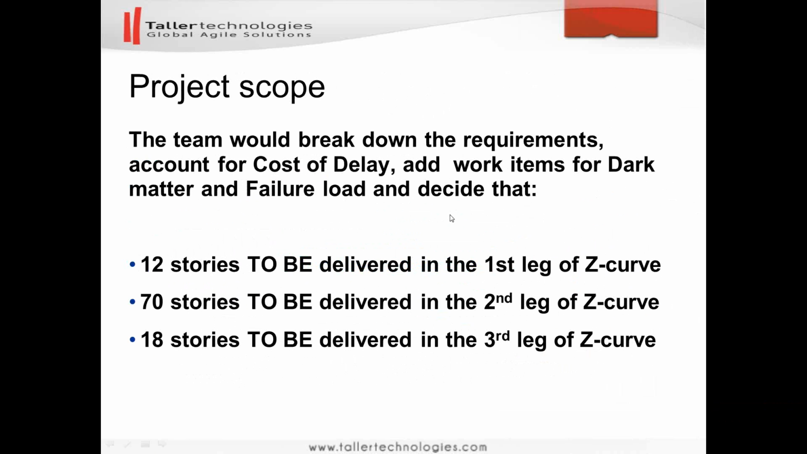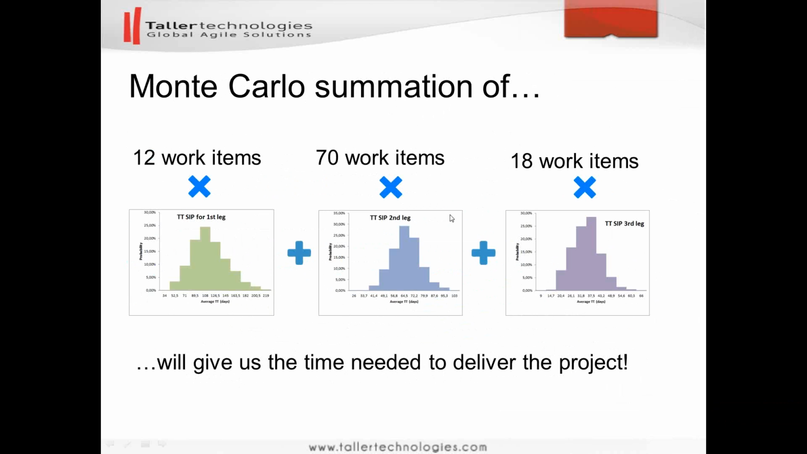So again, what formula will we be using? The team decided that 12 work items will be delivered during the first leg, and we have the average tag time distribution for the first leg. According to the formula, we will be multiplying 12 by the distribution.